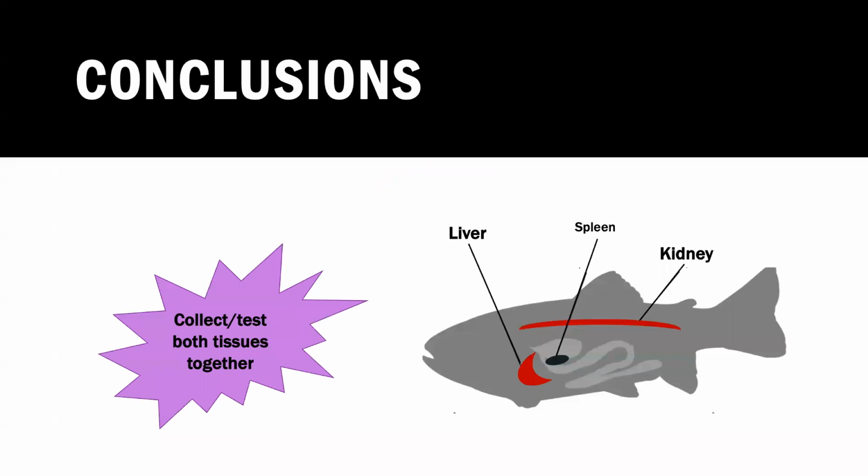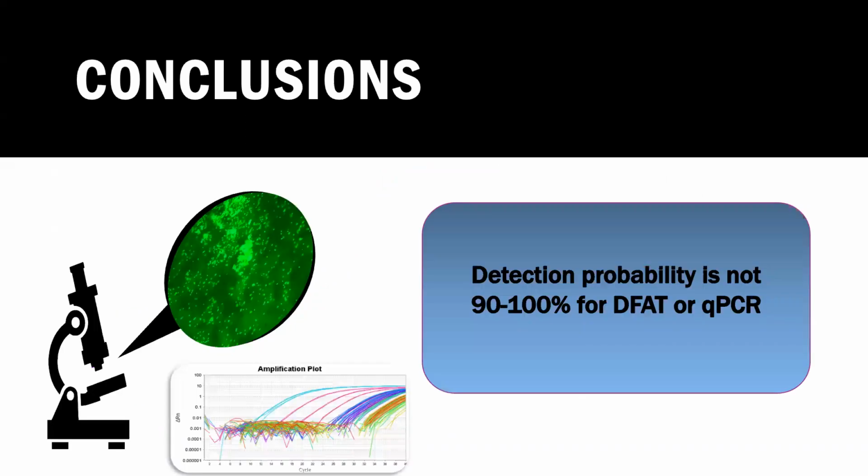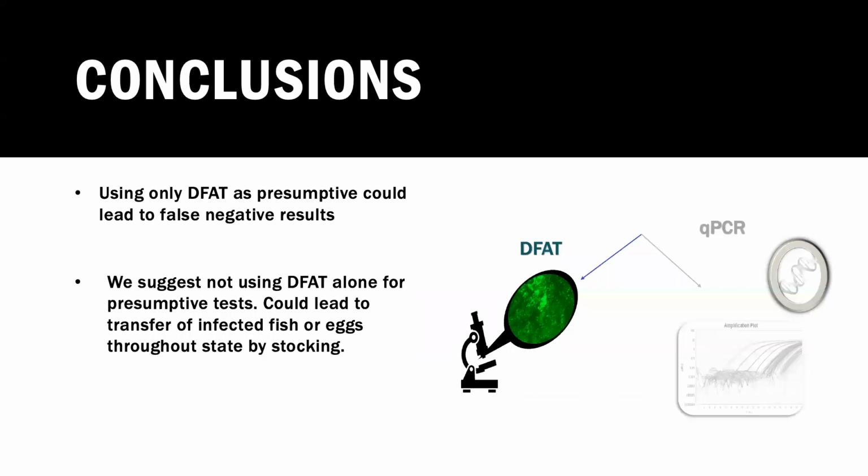So our conclusions overall are that liver tissue is best for testing. However, a combined effort of collecting kidney and liver tissue and testing them together may be optimal. We also note that detection probability is not 90 to 100% for DFAT or qPCR, especially with only one survey that is typically done during routine fish health assessments.